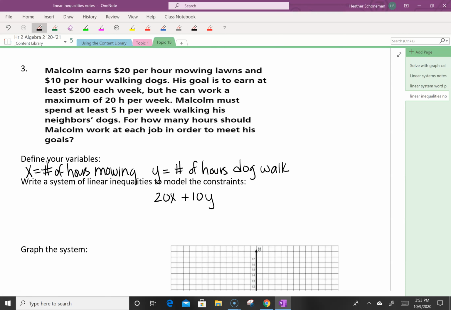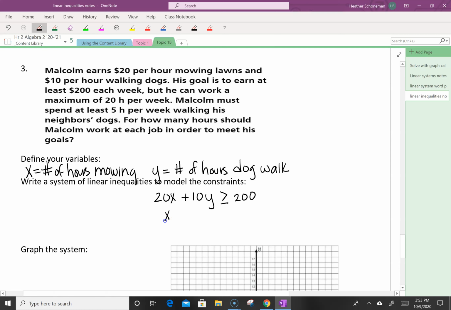Well, his goal is to make at least $200. At least $200 means it needs to be $200 or more. So this value over here has to be greater than 200. It could also be equal to 200. So I put that it's greater than or equal to. Then it says that Malcolm can work a maximum of 20 hours.